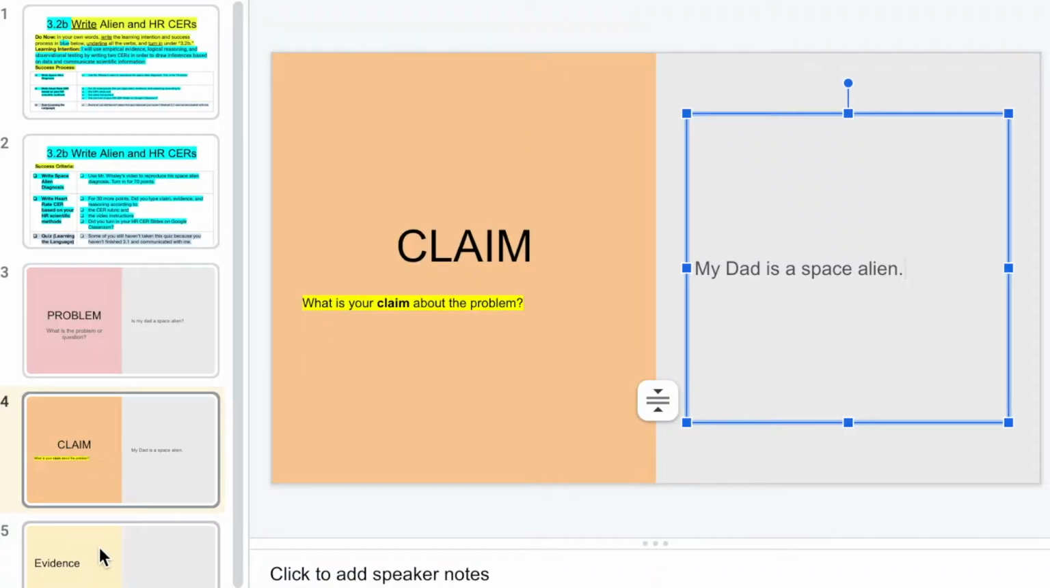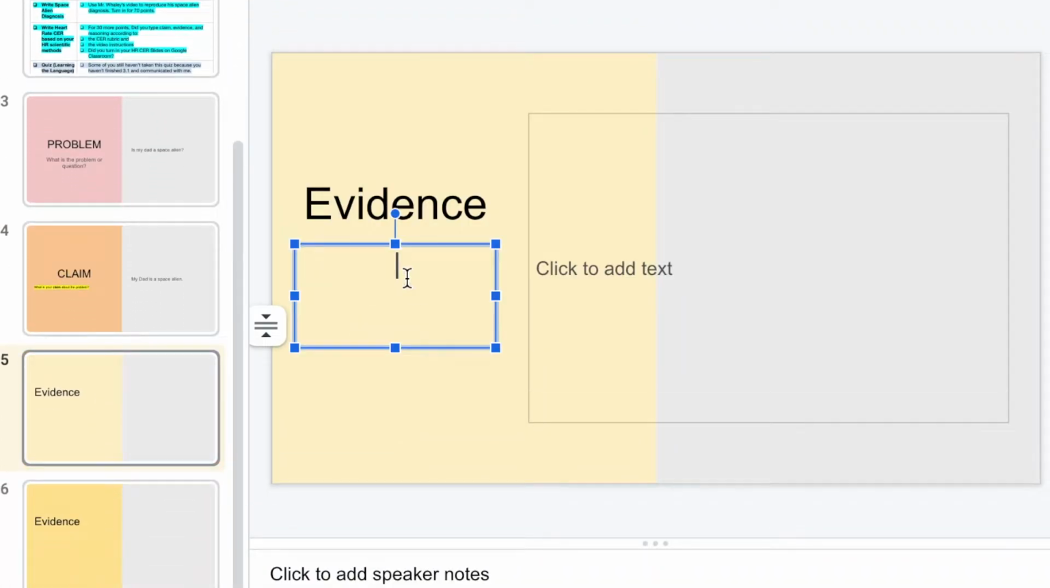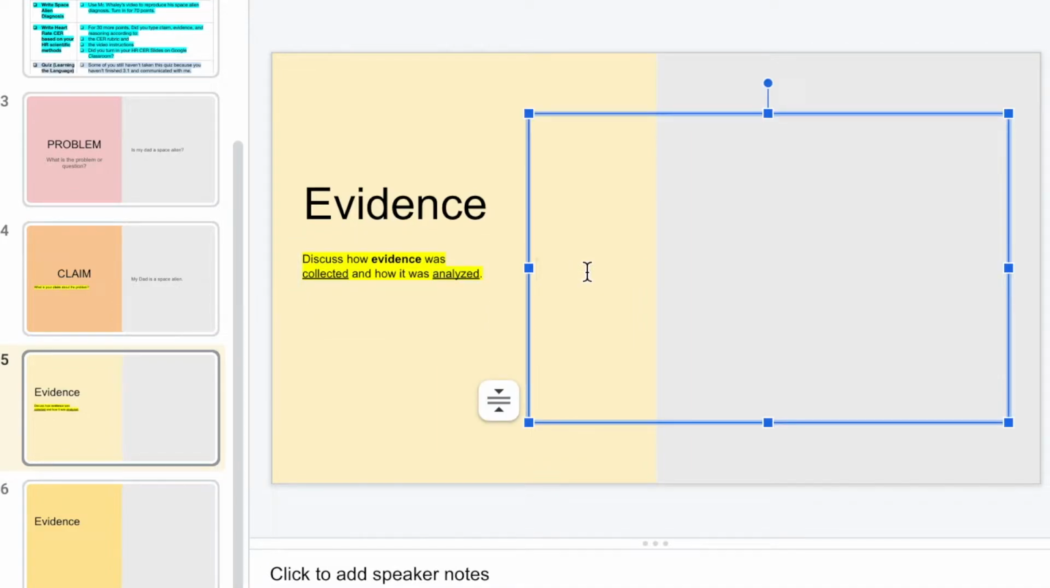We're ready for the next part of the framework of communicating a scientific conclusion. Discuss how evidence was collected and how it was analyzed. So we're going to put on this slide how it was collected. Let's put a number here, because I told you to put 4 at least. Okay, there's how it's collected, right?